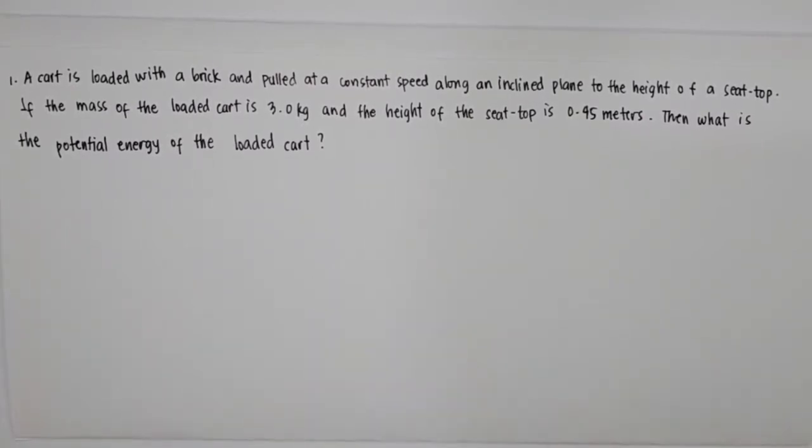A cart is loaded with a brick and pulled at a constant speed along an inclined plane to the height of a seat top. If the mass of the loaded cart is 3 kilograms and the height of the seat top is 0.45 meters, then what is the potential energy of the loaded cart?